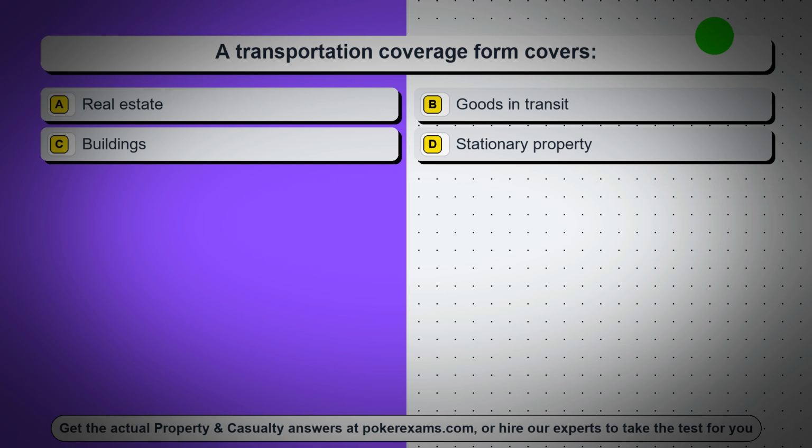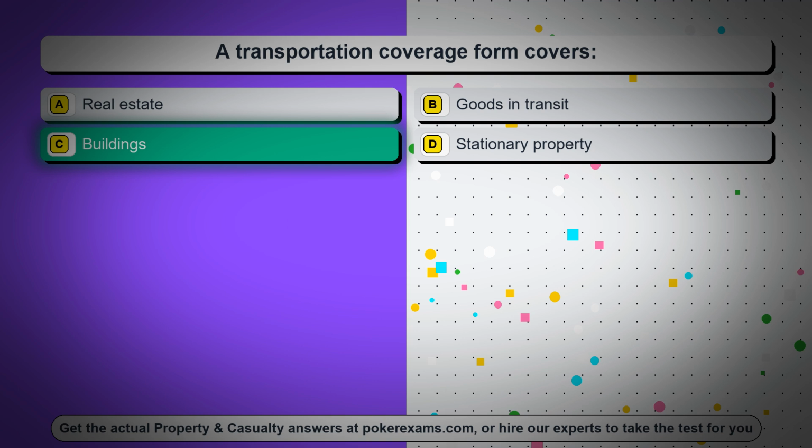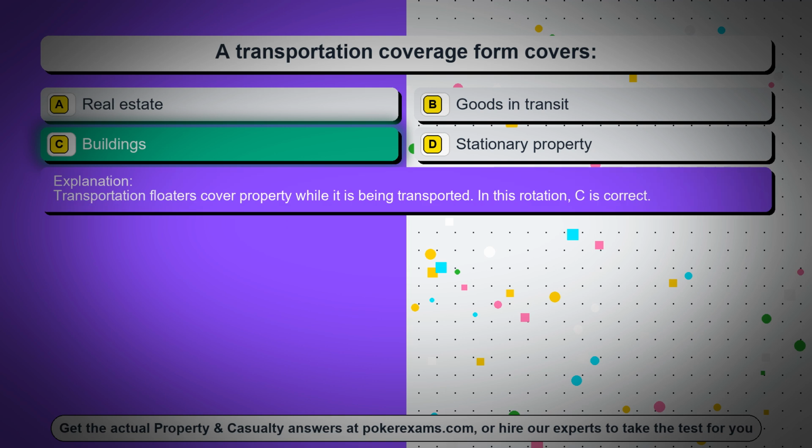Question 12. A transportation coverage form covers Option A, real estate, Option B, goods in transit, Option C, buildings, Option D, stationary property. The correct answer is Option C, buildings. Transportation floaters cover property while it is being transported. In this rotation, C is correct.